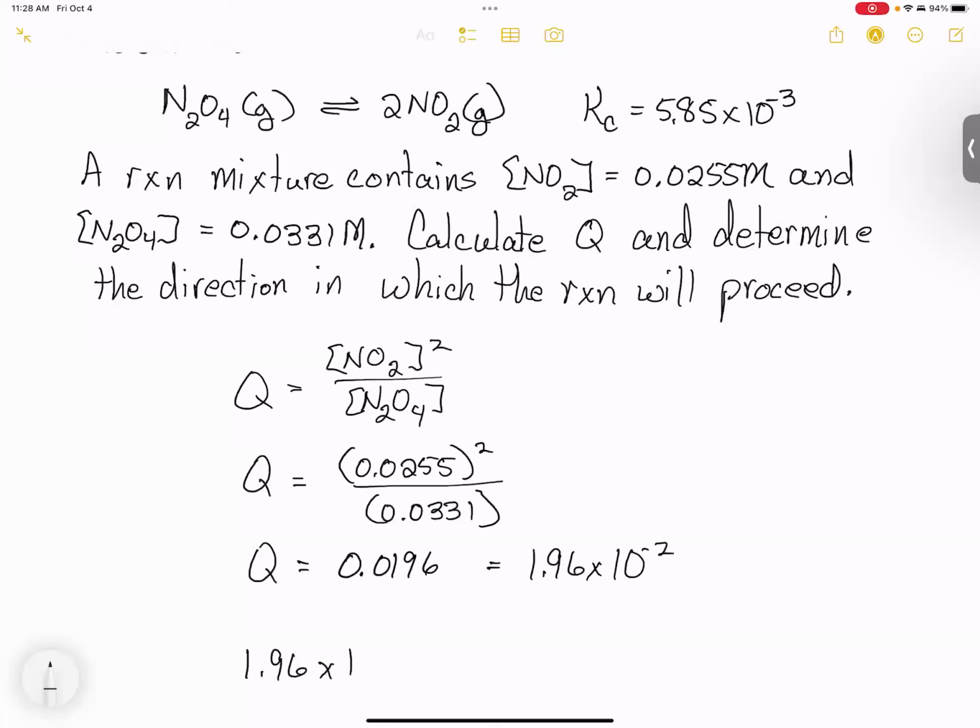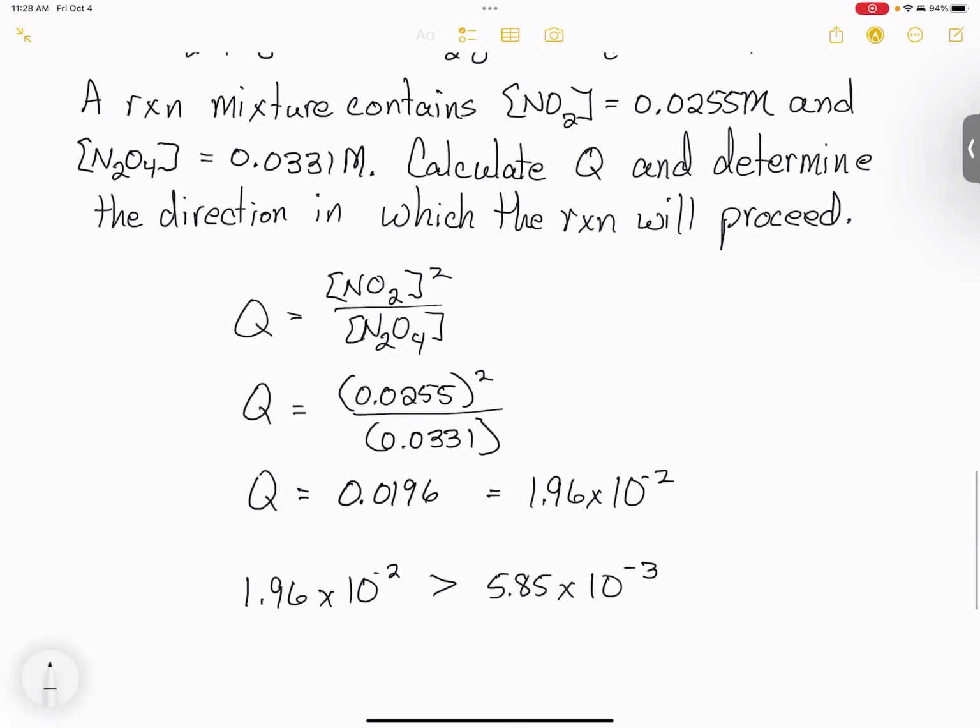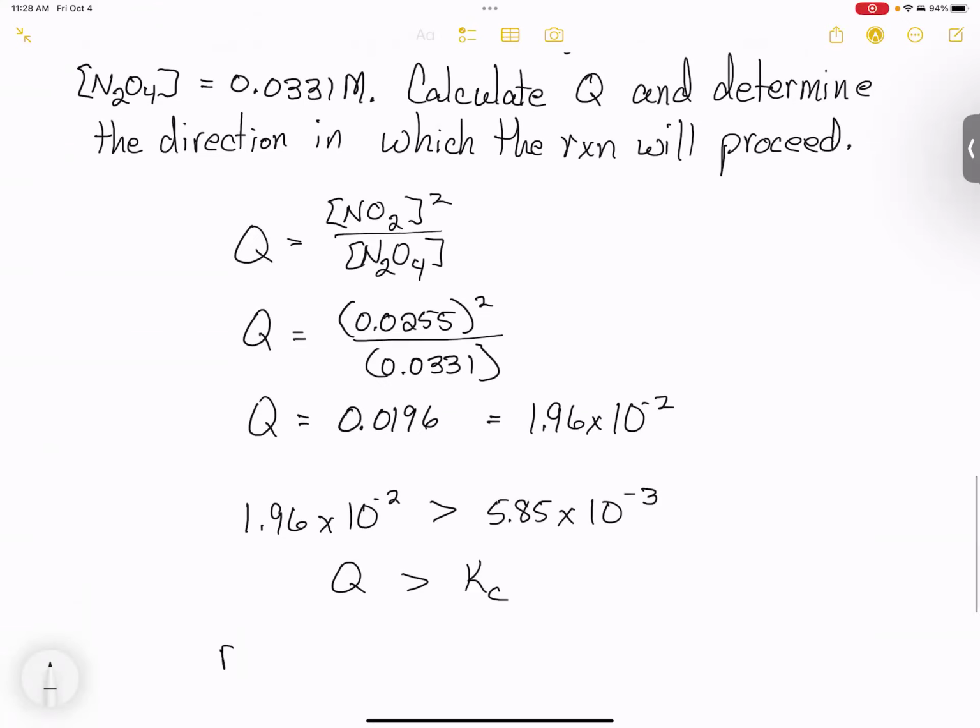1.96 times 10 to the minus 2 is greater than 5.85 times 10 to the minus 3. So therefore, Q is greater than Kc. So this reaction proceeds towards the reactants, because Q is greater than K. Questions?